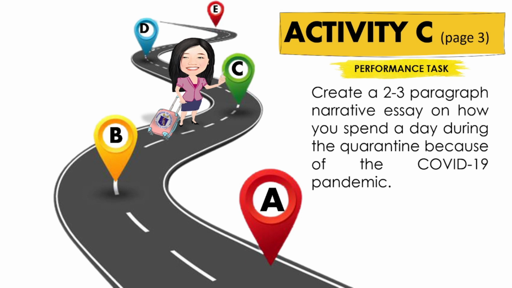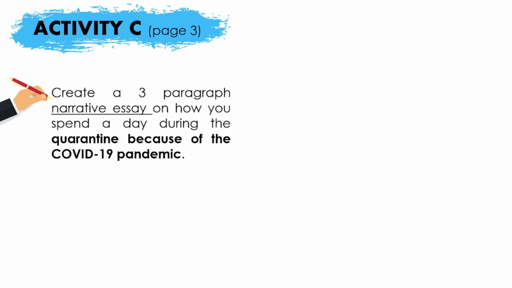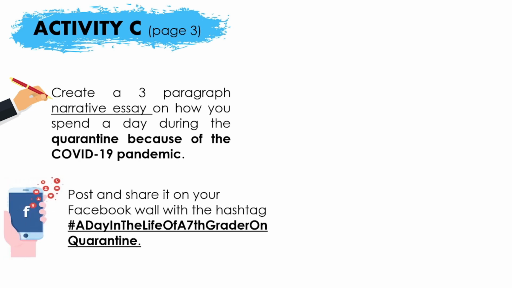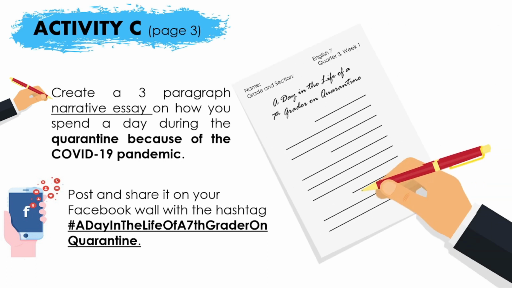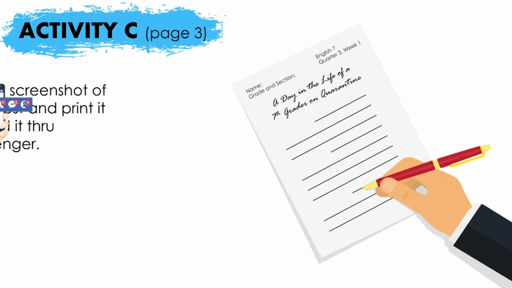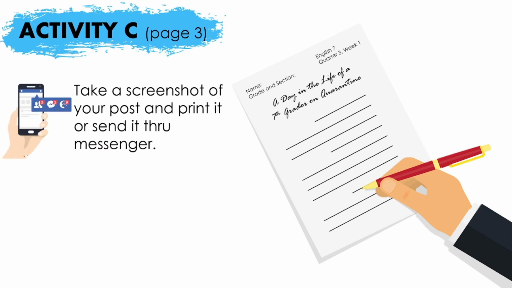For Activity C, create a 3-paragraph narrative essay on how you spent the day during the quarantine because of the COVID-19 pandemic. Post and share it on your Facebook wall with the hashtag "A Day in the Life of a 7th Grader on Quarantine." This is a performance task. Also, you have to take a screenshot of your post and print it or send it through Messenger.